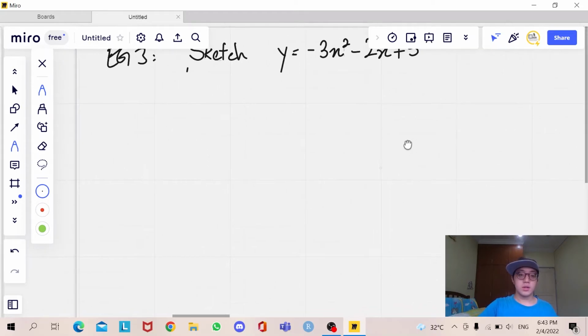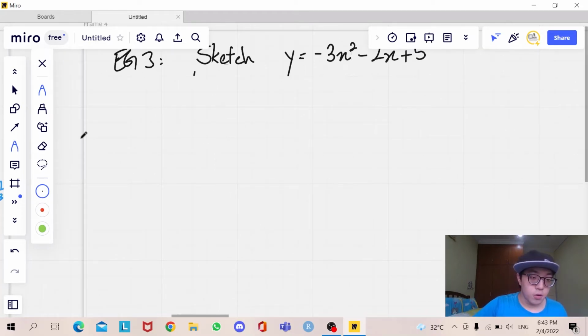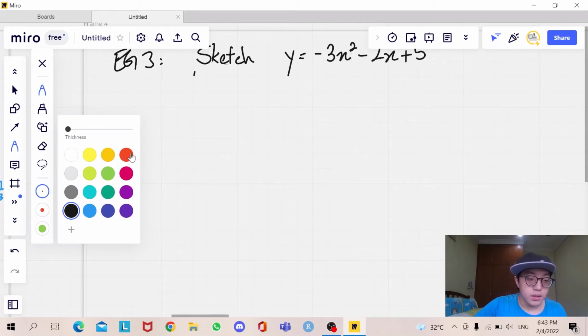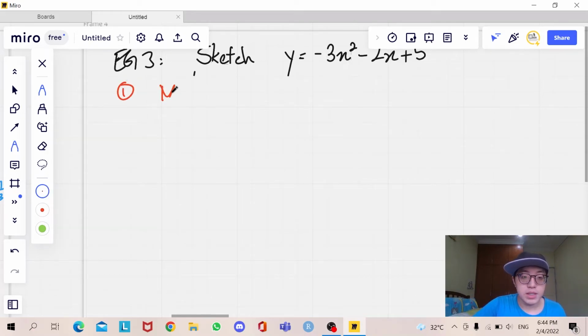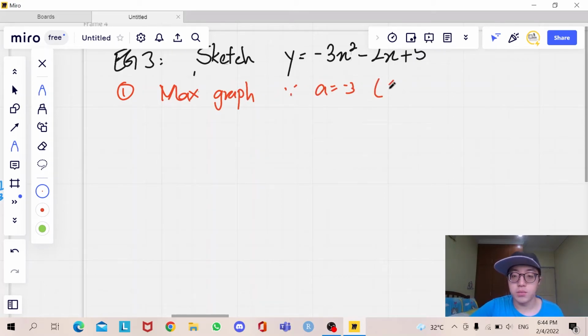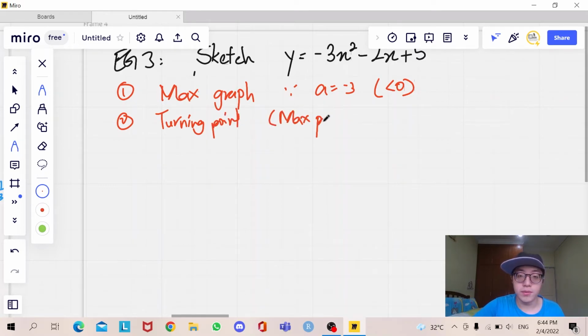Still the four pieces of information that we need. Number one, it's a maximum graph, which means it's an inverted U because a is equal to -3, which is less than 0. Number 2, we need the turning point, or in other words, the maximum point. Number 3 is the x-intercept, and number 4 is the y-intercept. So let's start.